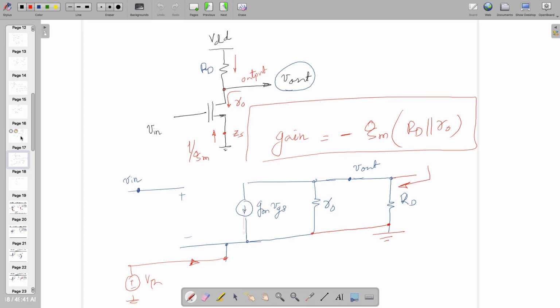So any problem in this one? This circuit, how to solve this one? Yes or no? Let's try a few more.